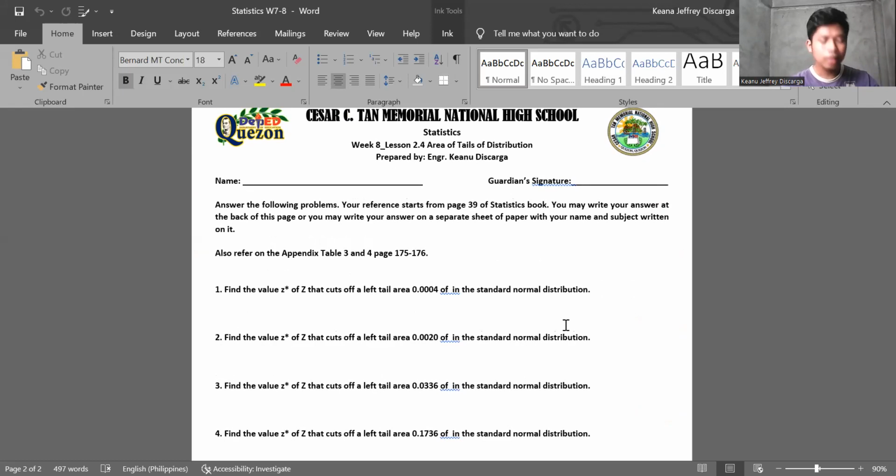So areas of tail distribution. So find the value of z that cuts off a left tail area of 0.0004 in the standard normal distribution. So ang gagawin niyo dyan is simply hanapin niyo lang siya sa table. 0.0004. Tatlong 0 din, 4. Try natin dito.